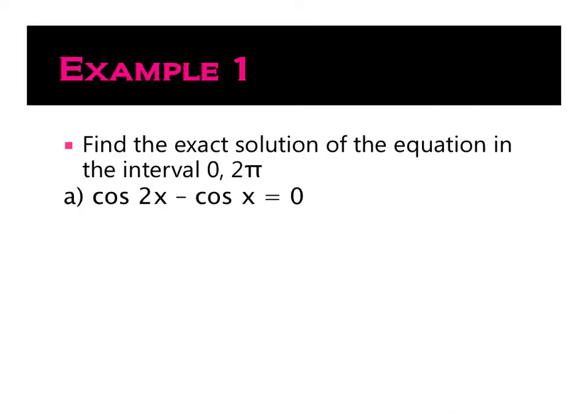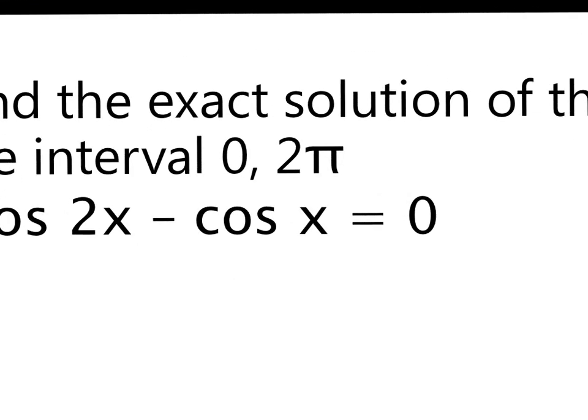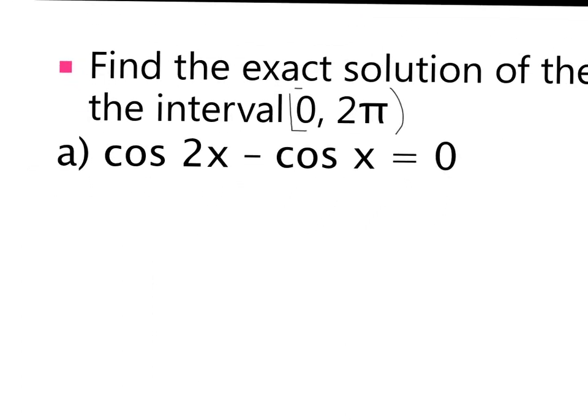Okay, so let's take a look at an example where we're actually incorporating these formulas. Alright, so here's the first one. It says to find the exact solution of the equation in the interval from, it should be 0 to 2 pi. That's not interval notation, so let's go ahead and change that. This should be bracket, parenthesis, not including 2 pi, but including 0 as a solution.